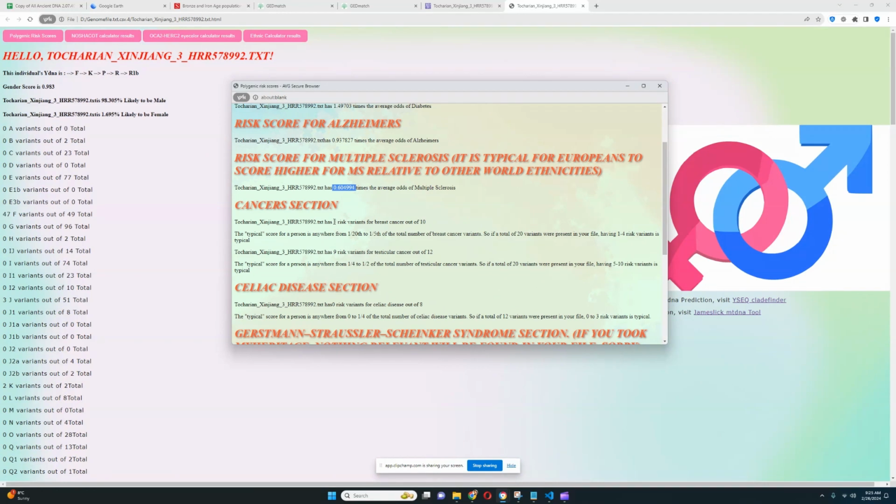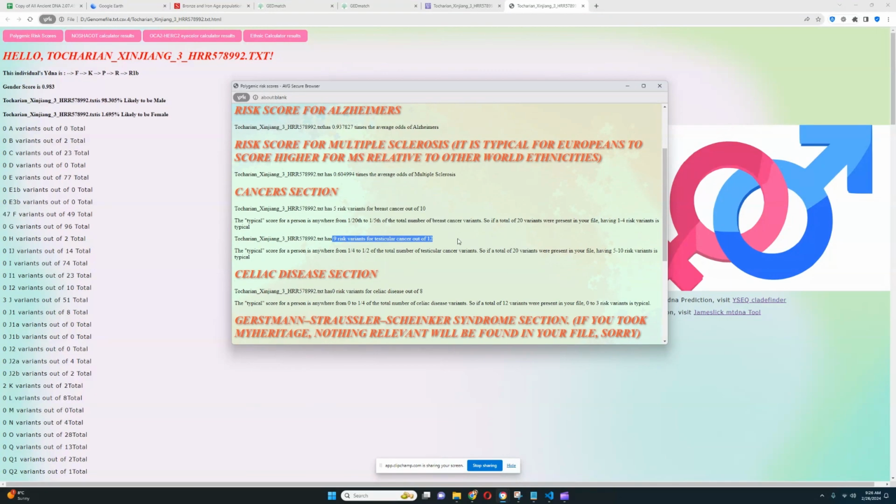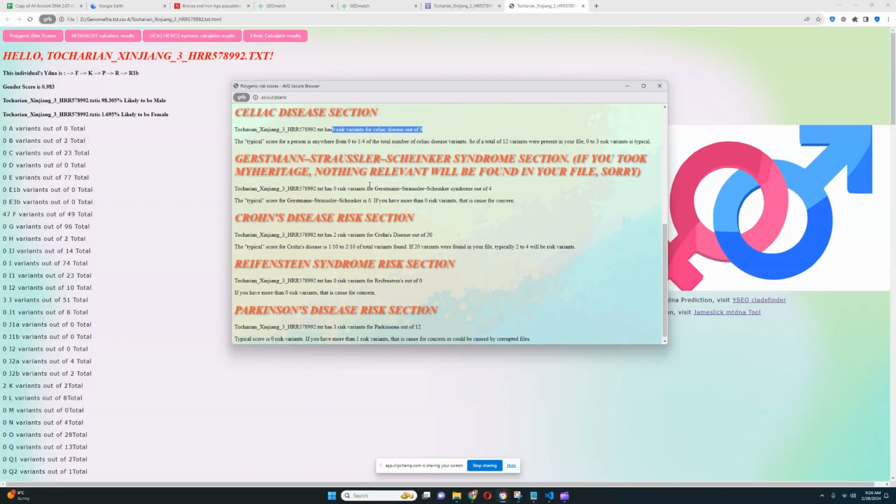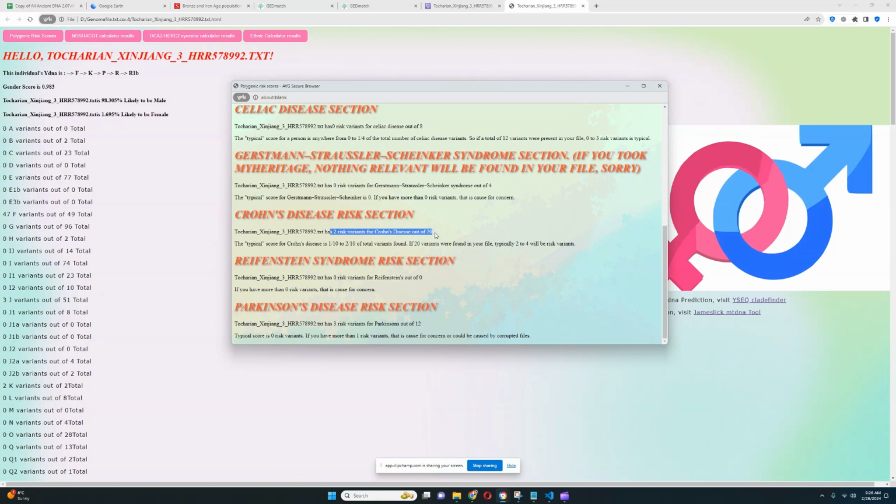For cancer section, he's scoring 5 risk variants out of 10, which is pretty bad. Yeah, it's pretty bad, but it's only out of 10, so it's not a very high quality prediction. 9 risk variants for testicular cancer out of 12, which is also pretty bad. We're going to have to explore that a little bit later. For celiac disease, 0 out of 8, which is pretty good. 0 for GSS out of 4, pretty good. 2 for Crohn's out of 20, which is pretty good.